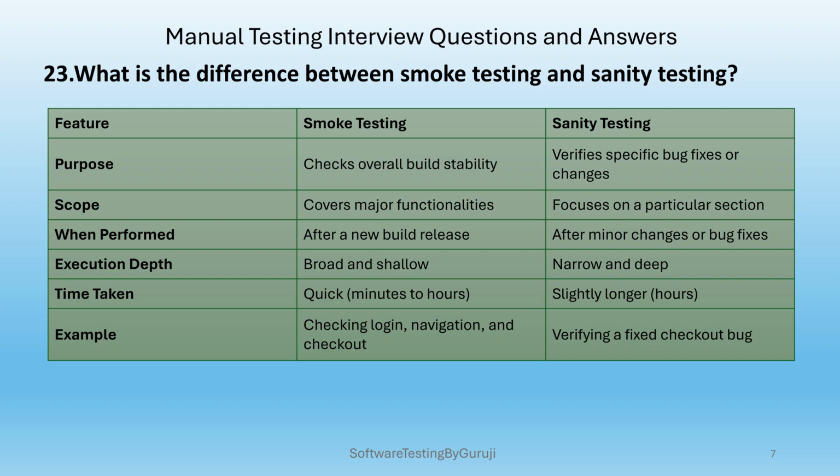Smoke testing execution depth: broad and shallow. Sanity testing execution depth: narrow and deep. Smoke testing time taken: quick, minutes to hours. Sanity testing time taken: slightly longer, hours. Smoke testing example: checking login, navigation and checkout. Sanity testing example: verifying a fixed checkout bug. So this is all about the difference between smoke testing and sanity testing. Let's move on to another question.